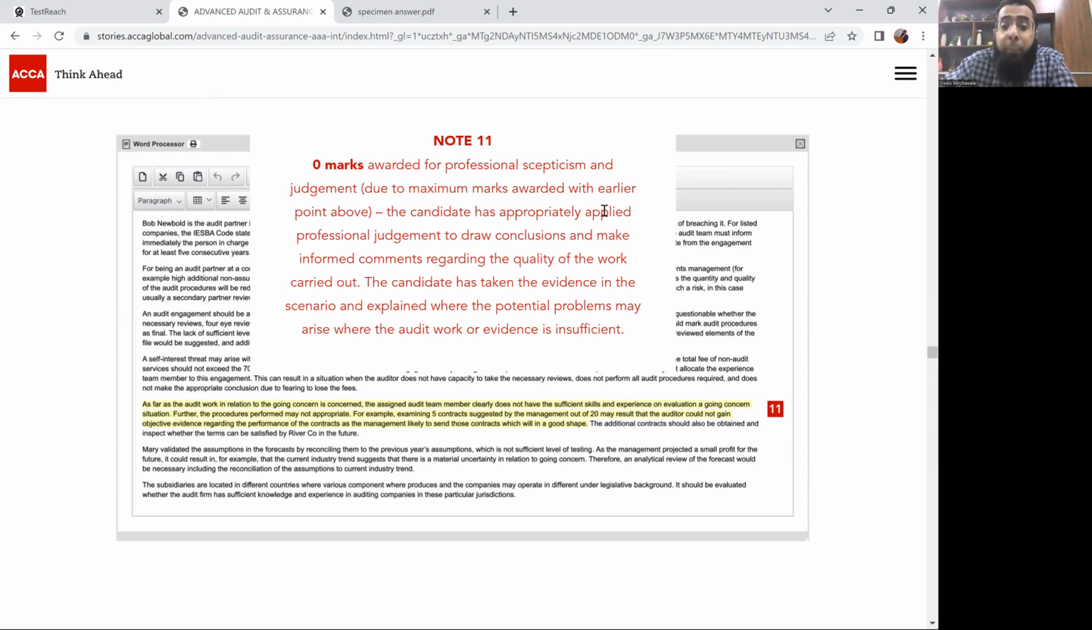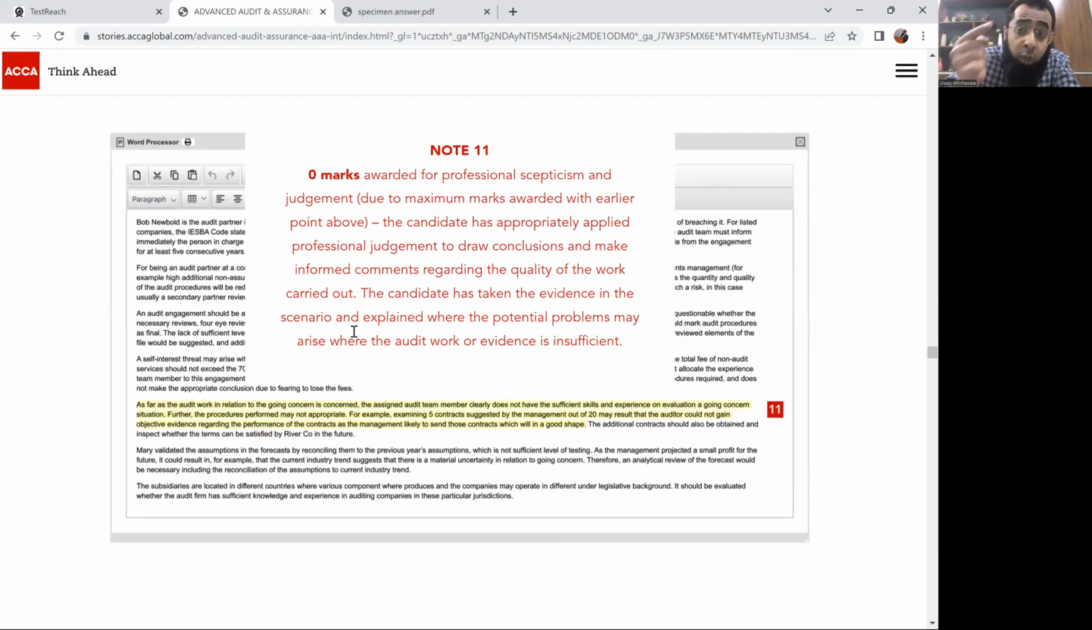The candidate has appropriately applied judgment to draw conclusions and make informed comments regarding the quality of the work carried out. The candidate has taken evidence from the scenario, explained where potential problems may arise and where the audit work or evidence is insufficient. So since this judgment was already marked, it was not double marked, because professional marks are only 5. And in that, the judgment mark will be 1 or 2. And we have already scored that mark.